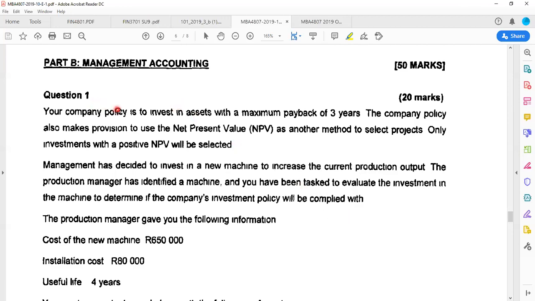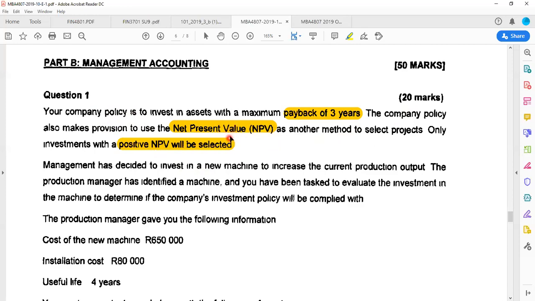So in the October-November 2019 paper, question 1 in the management accounting section gave you a scenario. It had 20 marks. The question said your policy is to invest in assets with a maximum payback of 3 years. The company also makes provision to use the net present value as another method to select projects. Only investments with a positive NPV will be selected.